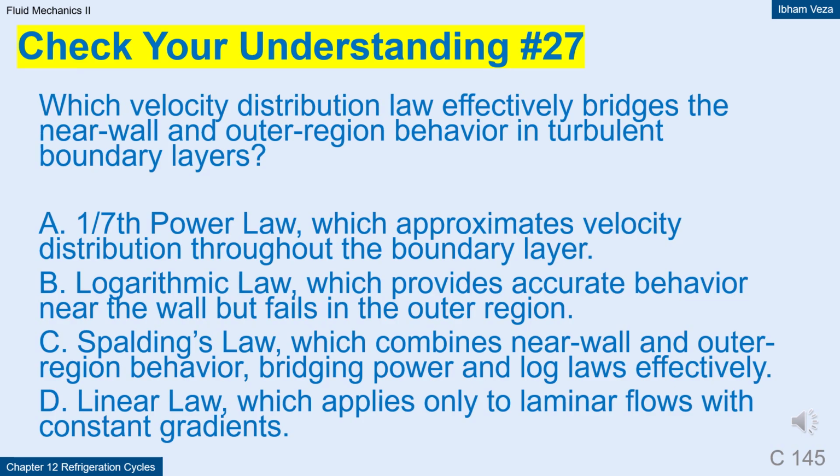This question emphasizes the importance of selecting the correct velocity distribution law for turbulent flow. The main focus is on a model that can represent both the near wall and outer regions simultaneously. Spaulding's law is chosen because it combines the two main approaches. This shows that simple approximations are not always sufficient for detailed analysis. The choice of model strongly affects friction prediction accuracy.